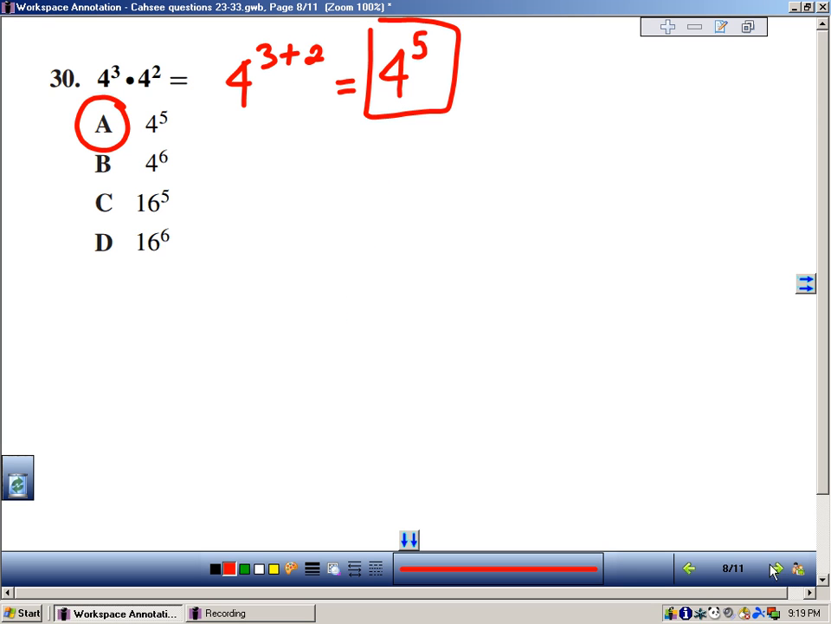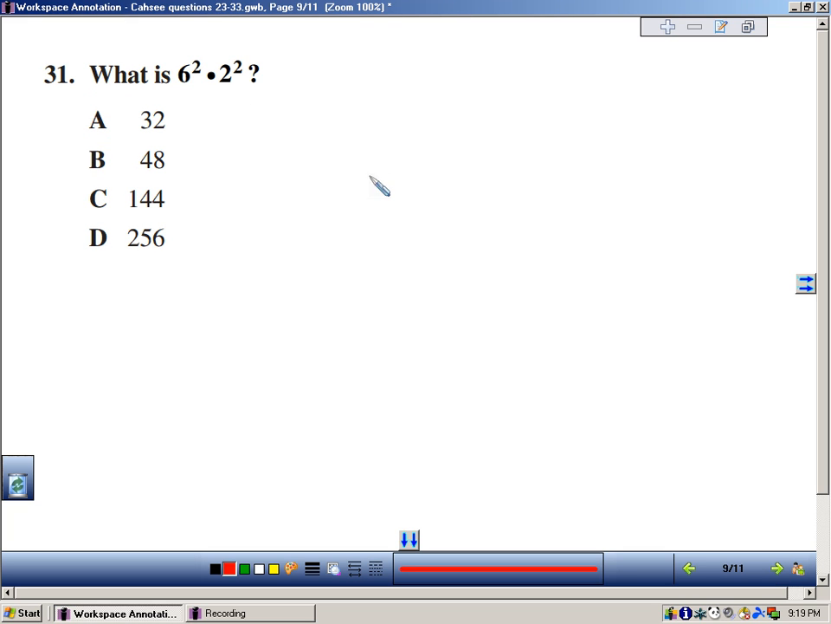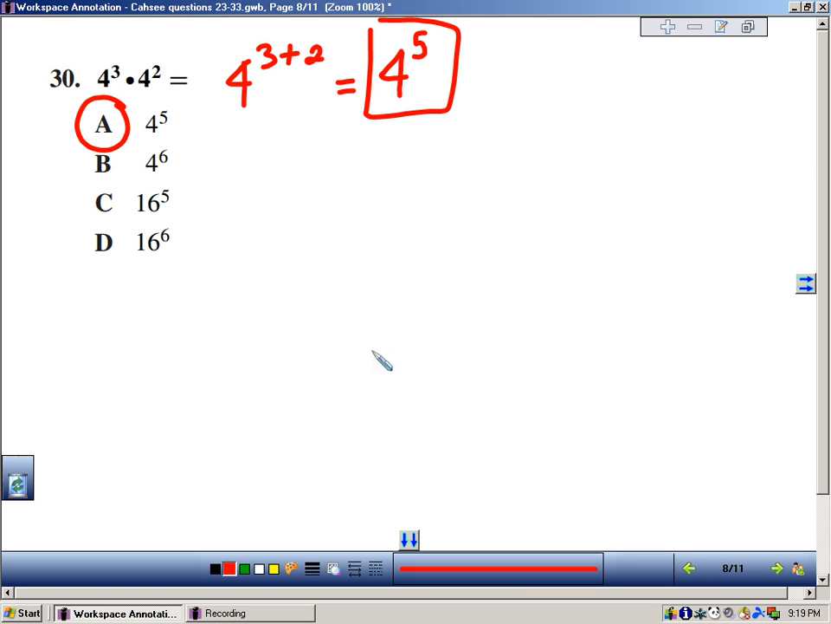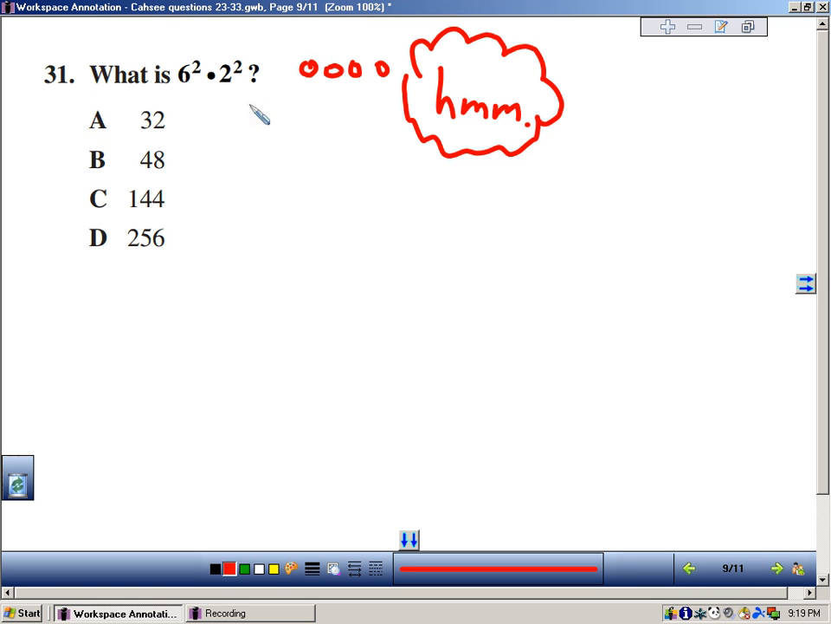Alrighty. So when you look at this, think about what's going on here. I want you to think. Get that little thought bubble going here. Okay, think, what's going on? Well, look at the answers. 32, 48, 144, 256. They don't look like any of the other answers. Look, prior. See that? 4 to the 5th, 4 to the 6th, 16 to the 5th. We had to use these properties. This is different. And you'll notice, too, that it's written different.